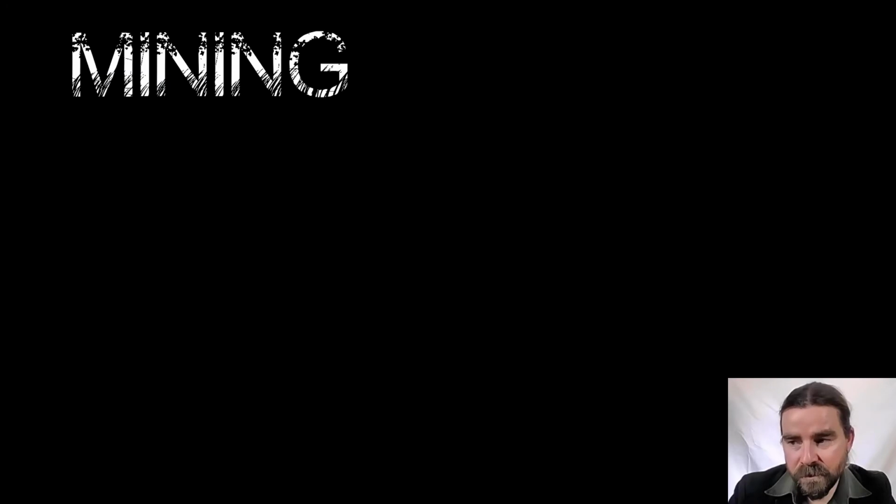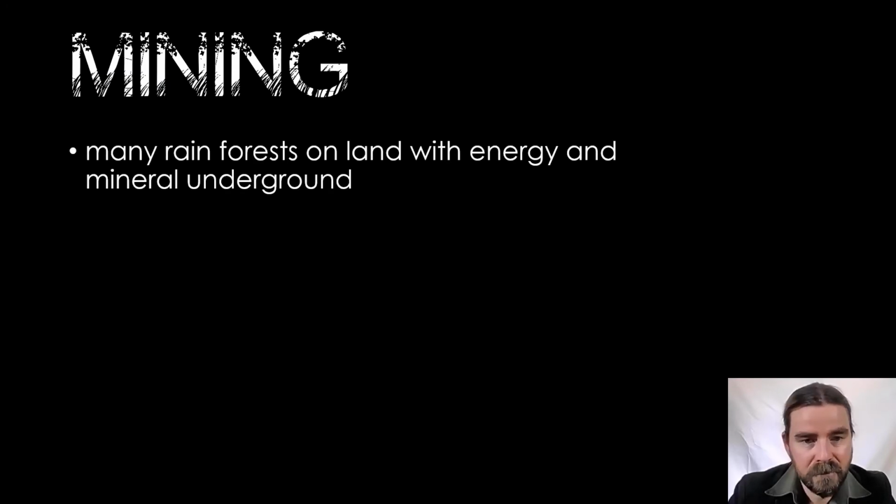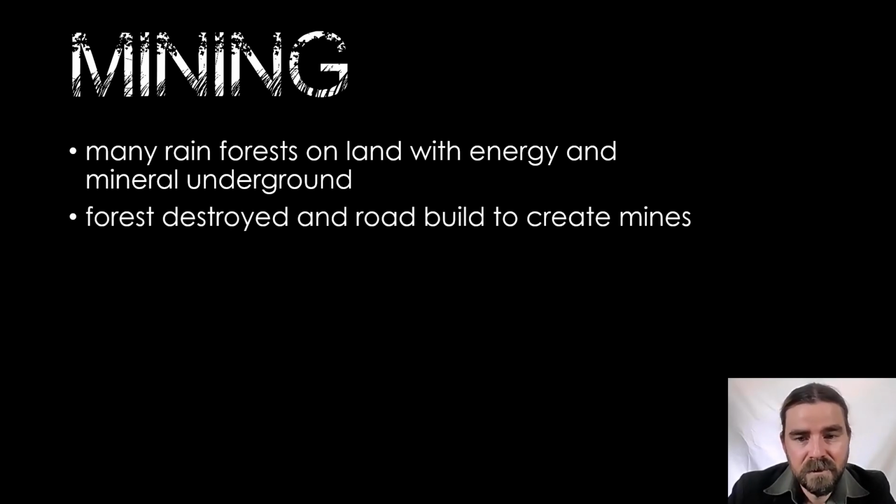Right, the third of the three big threats to rainforests is mining. Lots of rainforests are on land that's got energy and minerals underneath it. So there might be oil under there, might be gas under there, might be gold, uranium, diamonds, who knows? And so people want to cut down the rainforest so that they can mine, dig out the stuff that's underneath the rainforest. Of course, mining is very, very damaging to the forest.